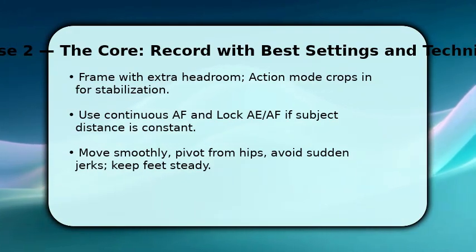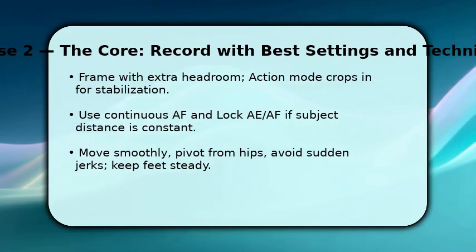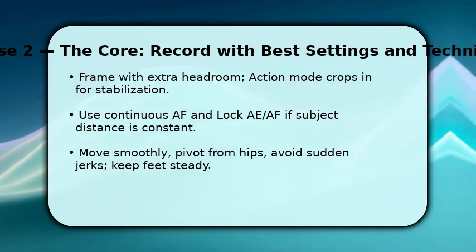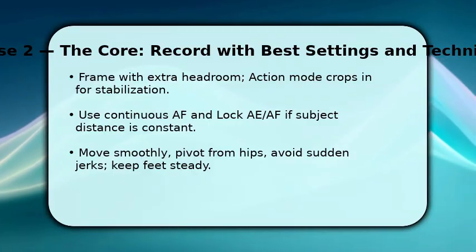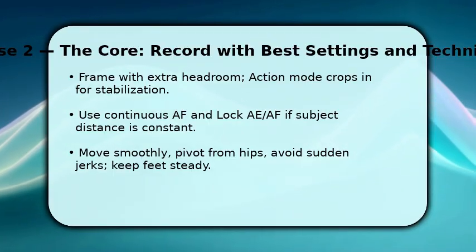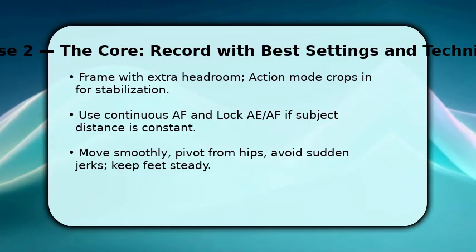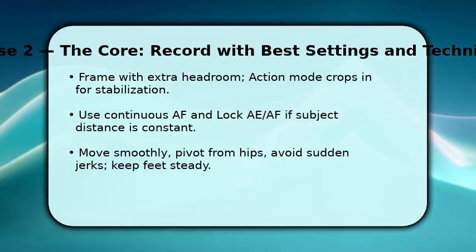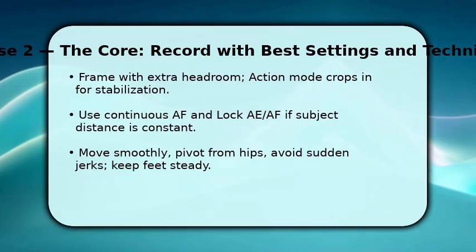Once recording, use continuous autofocus for subjects that move, and lock AE/AF if lighting and distance stay steady so exposure won't hunt. Move with purpose. Pivot from your hips, take steady steps, and avoid abrupt turns or arm jerks. That reduces the algorithm's heavy corrections and preserves resolution.